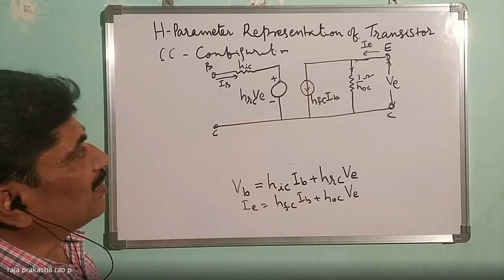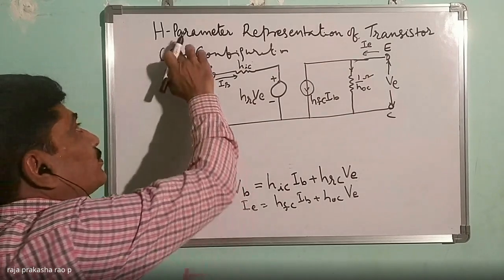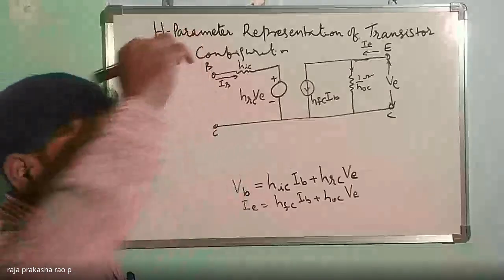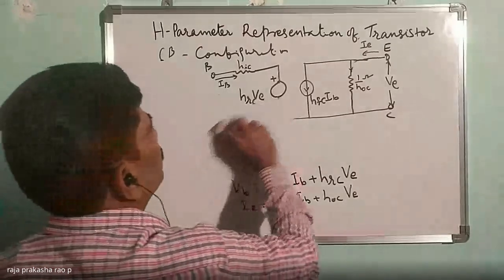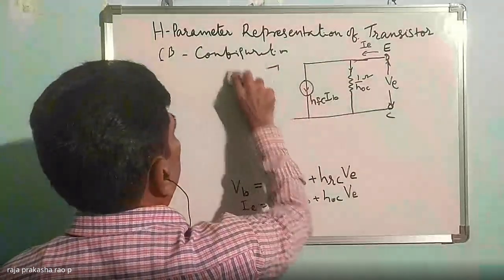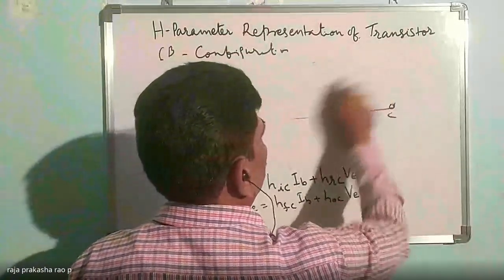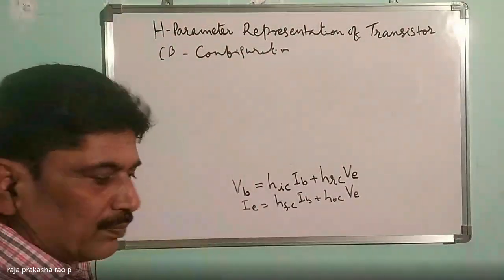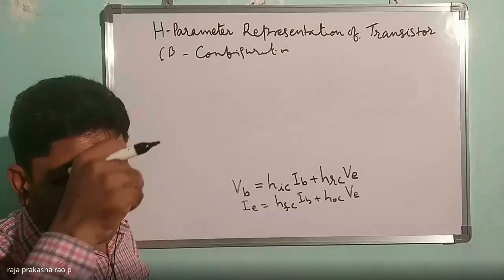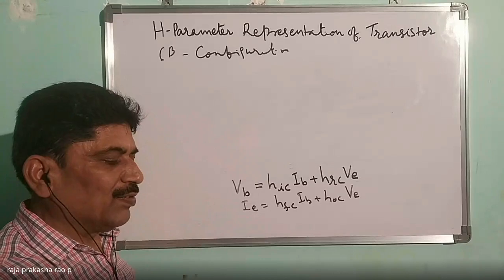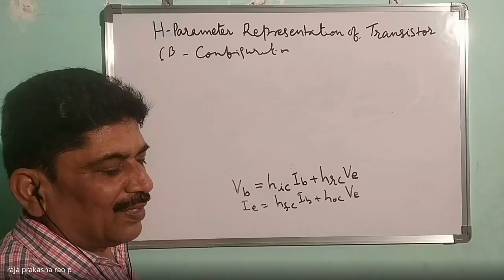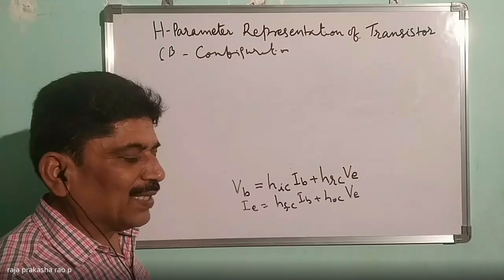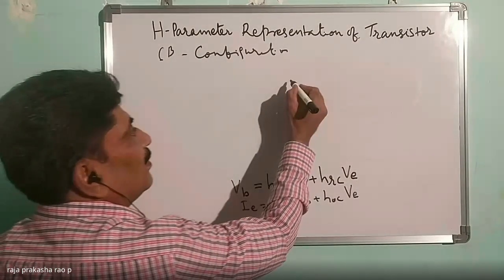Okay, common base configuration, let us see now. Common base. For common base, what will be the input terminals and what will be the output terminals, you tell me? Base will be common. Input, emitter, output, collector. Input emitter, output collector. Very good. We'll draw that circuit now.